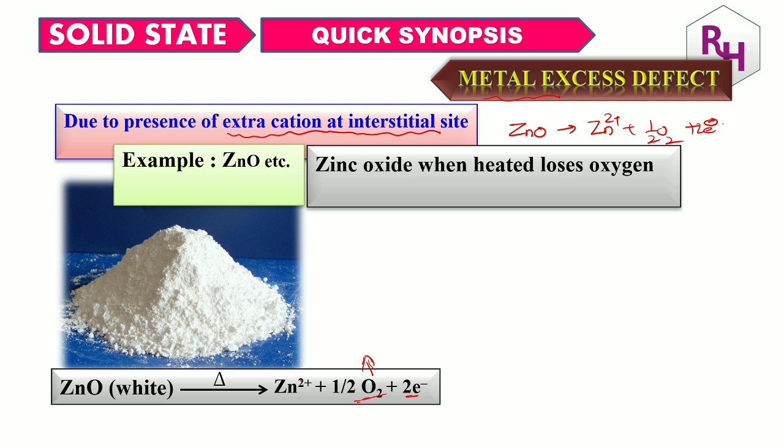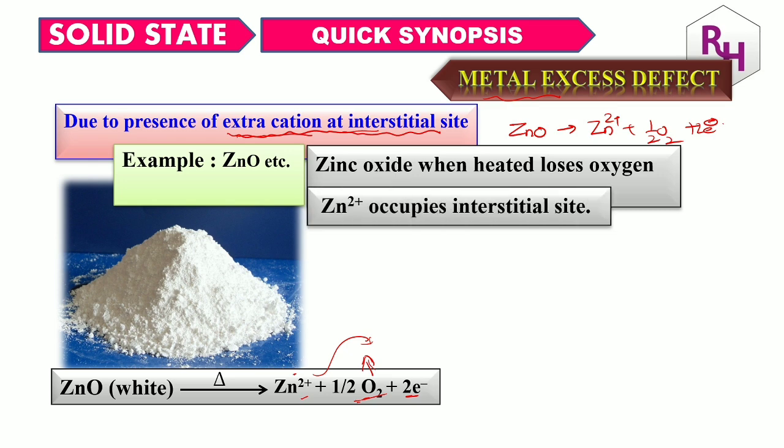and remember, this Zn2+ whatever is formed is the extra cation interstitial. Means what? This Zn2+ will occupy an extra cationic place. So that is called cationic vacancy, metal excess defect. ZnO is the best example for this. Zn2+ occupies an interstitial site.